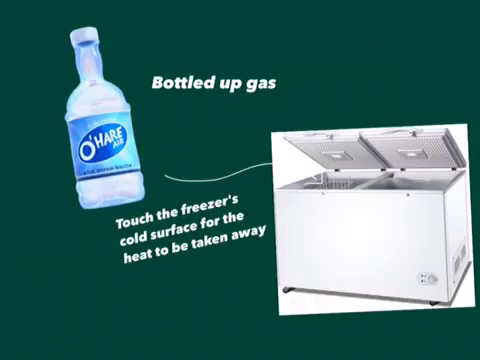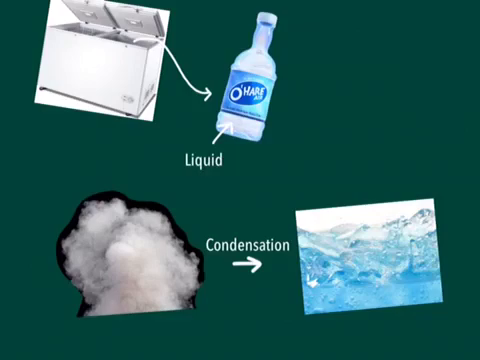God captured Night, who was floating around as gas. Night, or Night's gas, touched the cold surface of the freezer for the heat to be taken away. When Night touched the side of the freezer, at the same time, the energy from the molecules is being taken away, causing them to slow down enough to become liquid again with a decreased intermolecular distance.